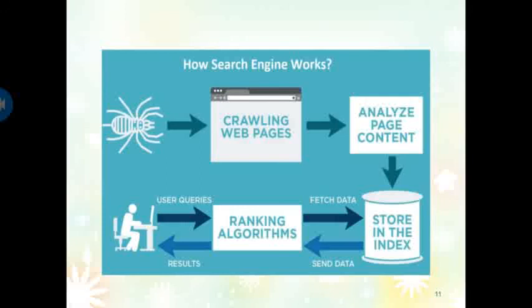Now look at the user. Suppose a user wants to search for anything and enters a query. After entering the query, the user will get the result. How the user gets the result, which website provides the result, the whole mechanism is used to provide the ranking to the websites. So that was all about search engine optimization and the working of search engine optimization.